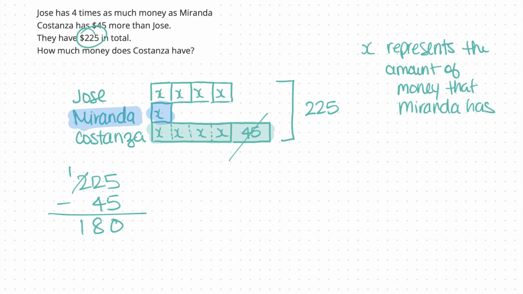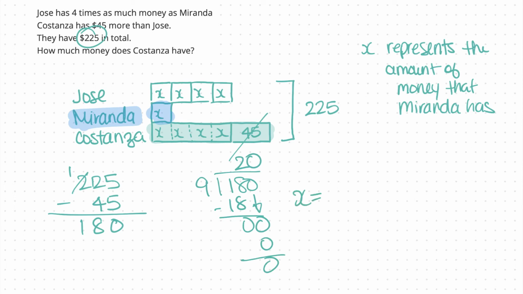So how many x's do we have? We have 1, 2, 3, 4, 5, 6, 7, 8, and 9. So that means I need to take 180 divided by 9. 9 goes into 18 twice. 18, 0, bring down also a 0, no remainder. So that means x is equal to 20.